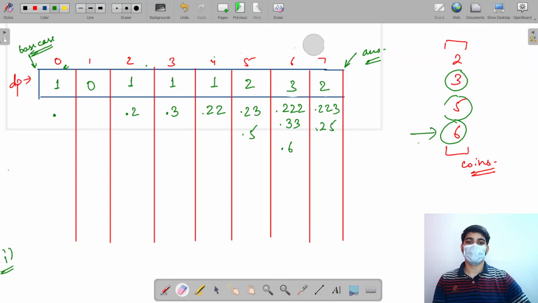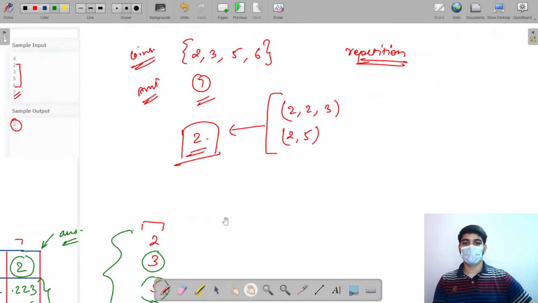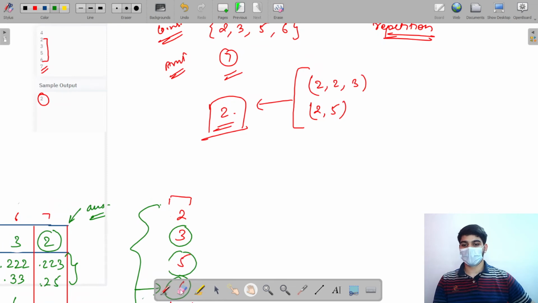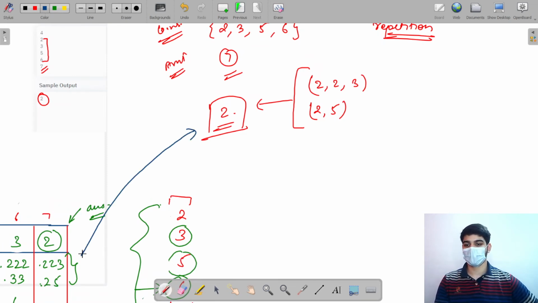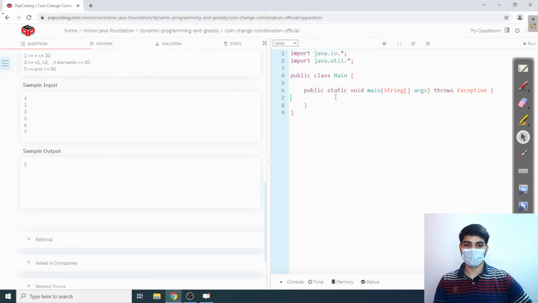So after iteration, what we are getting is, after using all of these coins, the total number of combinations such that we can generate 7 are 2, and these are those two combinations. So if we look up over here, these are the exact combinations. I hope you understood what's happening. Let's try to code this.